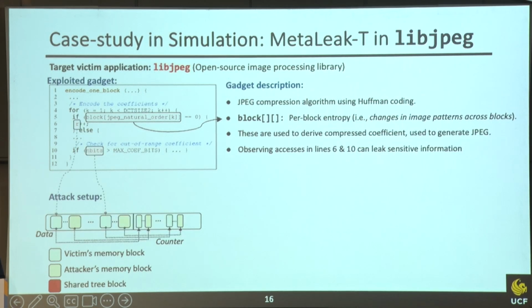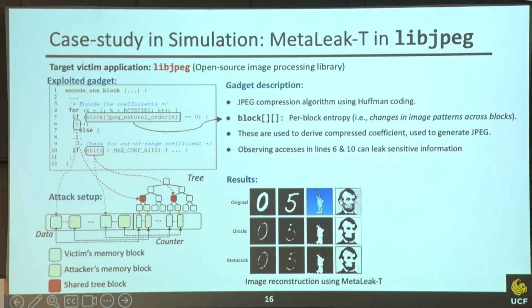The attack setup is that we carefully choose two data blocks, which achieve a tree load sharing for the integrity tree corresponding to each of the memory accesses across these two branches. Then we use MetaLeak T to monitor which metadata has been loaded due to the verification process for each variable in this branch. With that, we can recover a lot of information about this block array. This result first shows the original image, and then we have an oracle image, assuming we know exactly the block values.